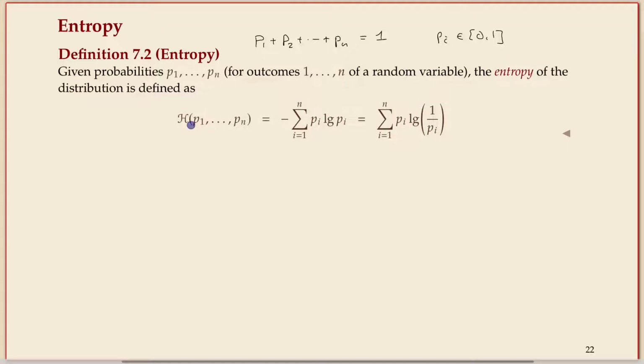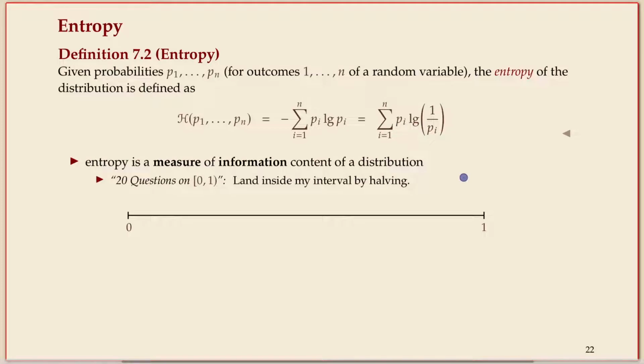And the entropy is defined for the distribution. So it depends on these probability weights. And it's just this sum. So we sum pi times log of pi, logarithm to the base of 2, and a minus in front. Or this is the formula I think is a little more intuitive, so I would like you to keep this one in mind. It's pi times log of 1 over pi.